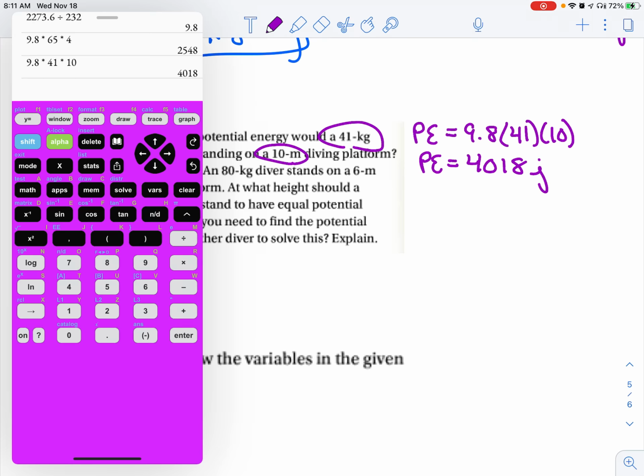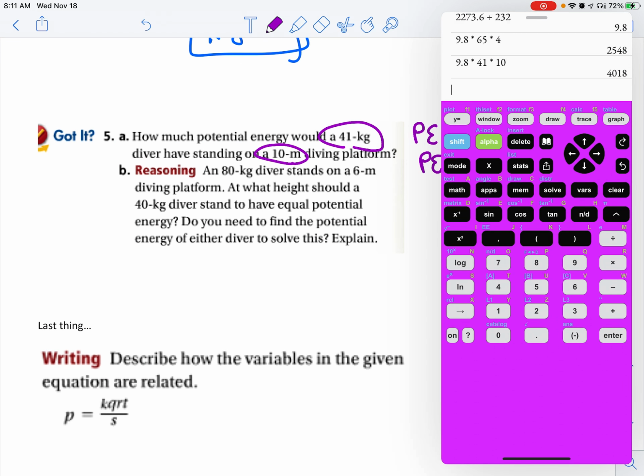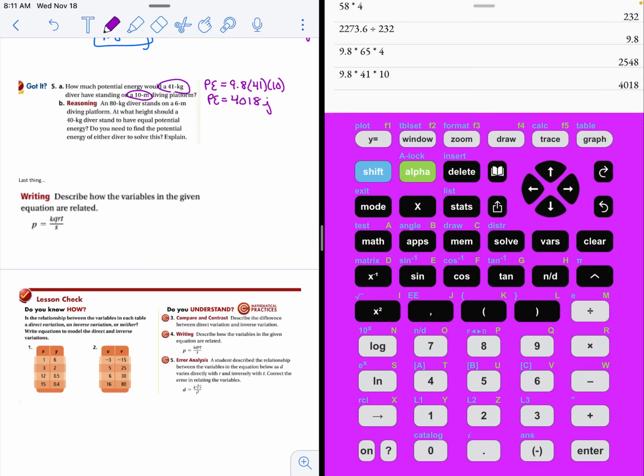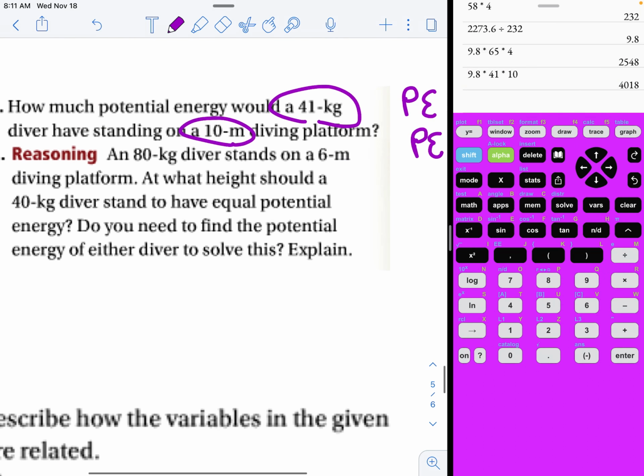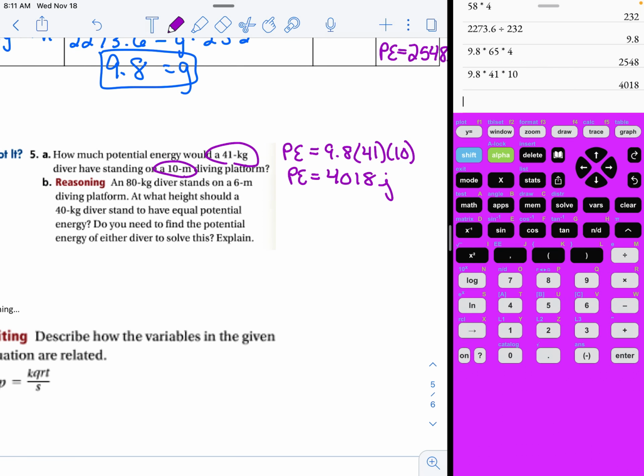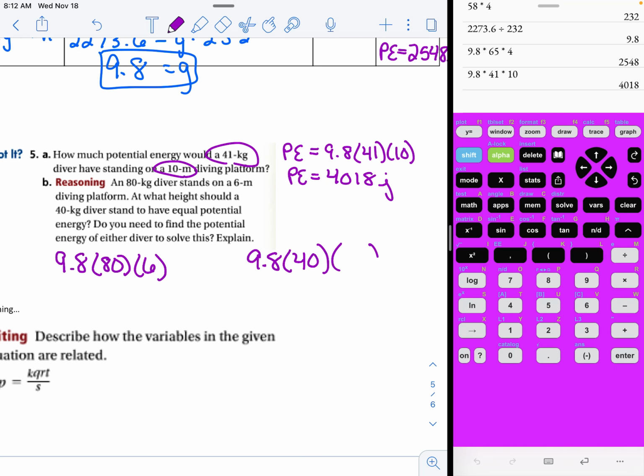All right, let's see what this asks about. I remember this being a cool question. Let's say that you have an 80 kilogram person on a 6-meter diving platform. So that would be 9.8 times 80 times 6. They said, at what height should a smaller, half the size of a person, a 40 kilogram diver, stand to have equal potential energy? So they're saying, if I have a smaller person, what would their height have to be so that this and this are equal?